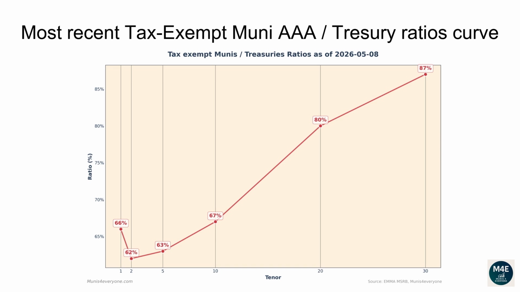The current one-year ratio is 66%. The 2 years ratio is 62%. The 5 years ratio is 63%. The 10 years ratio is 67%. The 20 years ratio is 80%. The 30 years ratio is 87%.